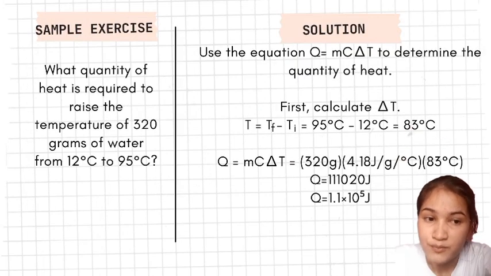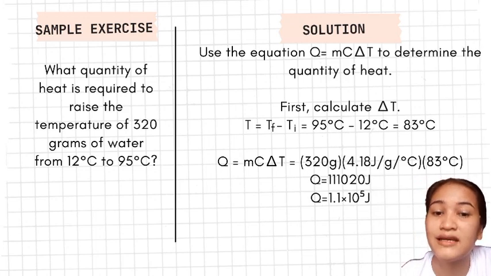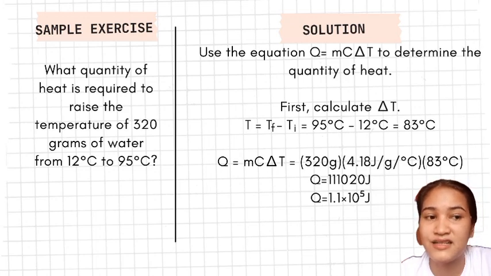To answer this problem, we'll use the equation heat is equal to mc delta T. Let us first solve for the value of delta T. Final temperature, which is 95 degrees Celsius, minus the initial temperature, which is 12 degrees Celsius. We now have the value of delta T, which is 83 degrees Celsius. Using the first equation, let's now substitute 320 grams as the mass, 4.18 joules per gram per degree Celsius as the specific heat, and 83 as our delta T.